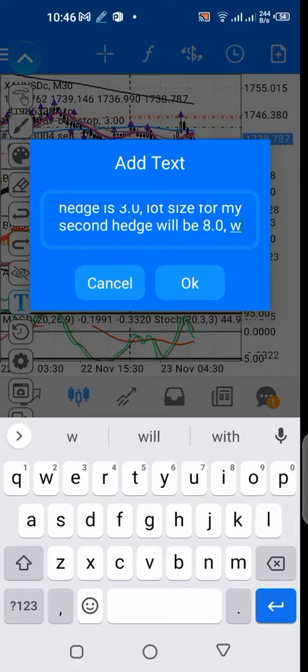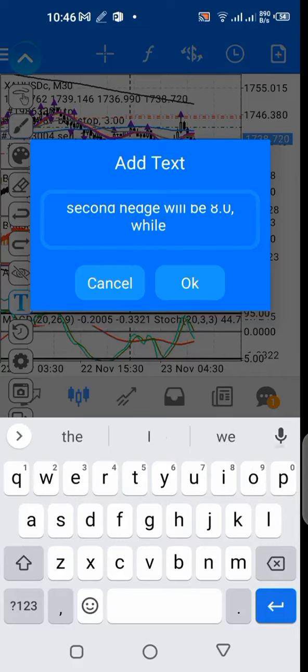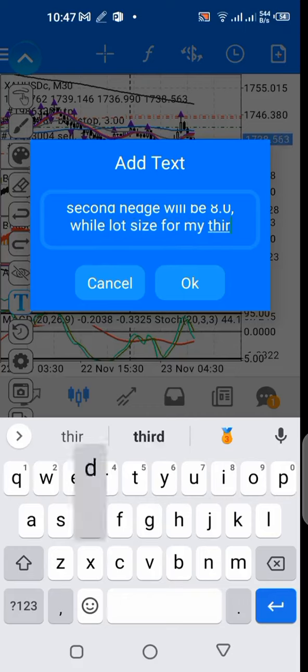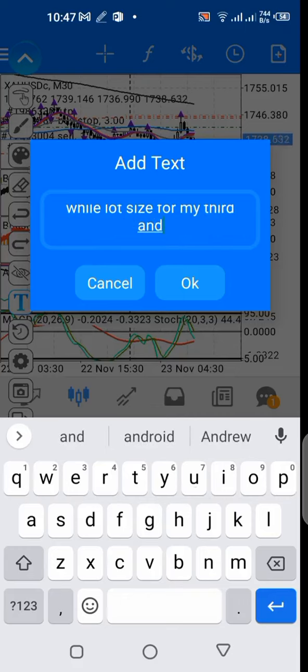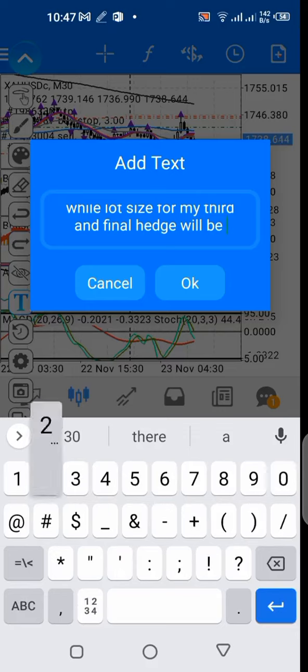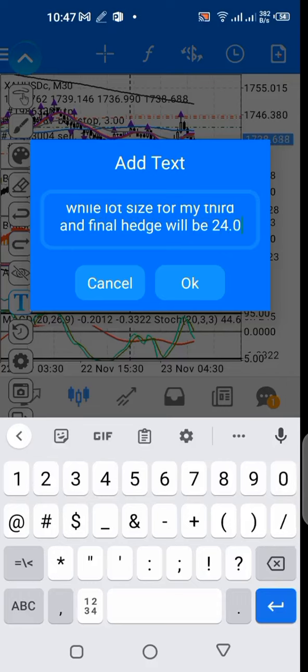It's not going to be a buy stop this time around. It's going to be a sell stop placed around where I have my running sell trade. So that will be my second hedge trade or pending order. The first hedge pending order is 3.0 lot size. The second hedge pending order, which will be the reverse trade: I have a buy stop, if it gets triggered, it becomes a buy. Of course, the reverse of buy is sell. So I have a sell stop, 8.0.